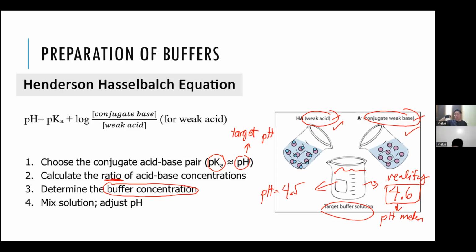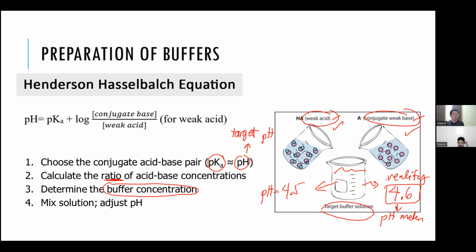Tapos nagbasa ka using pH meter. Hoy, hindi 4.5 yung nabuo ko. 4.5 ang target mo. So, 4.6 yung nakuha mo. Paano mo yan i-adjust? Kasi nakalagay dyan sa last step, adjust pH. Hindi naman titrate, pero it's like a titration.